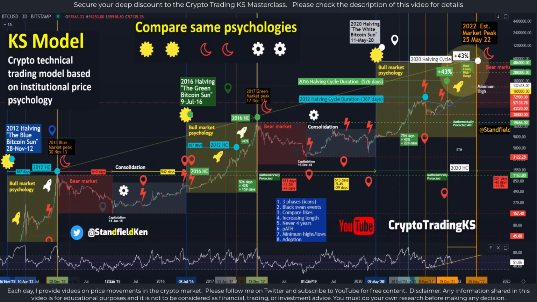When I look at the KS model, which is a crypto technical trading model based on institutional price psychology, and institutional price psychology is a really, really important term, I see all of these adoption issues. I see the switching out of old technologies, and that's why I estimated the peak at around the 25th of May 2022.